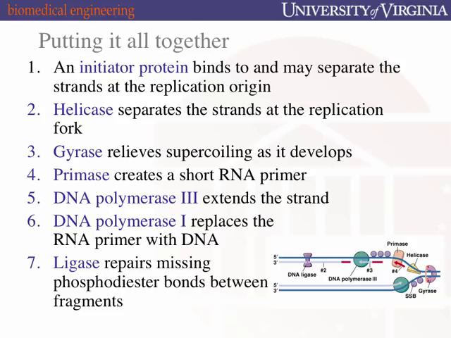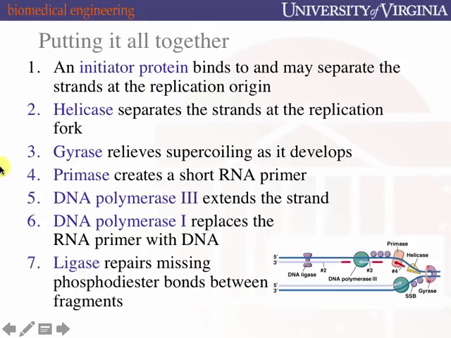So to put the whole thing together, the sequence of events in a minute. Initiator protein binds to the origin of replication. That could be DnaA or ORC. You have a helicase come in. That could be DnaB or MCM. Unwind. The unwinding of the DNA is stabilized by single-stranded binding proteins. Supercoiling is relieved by the type 2 topoisomerase gyrase.